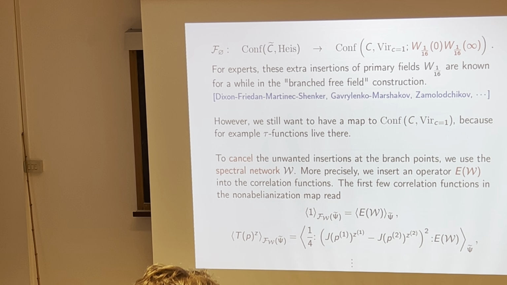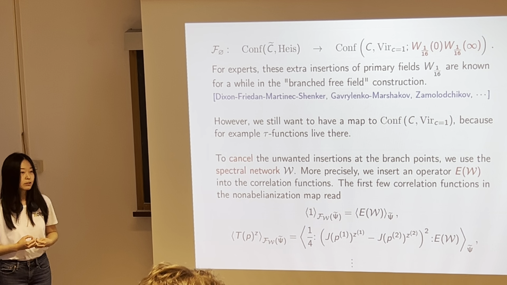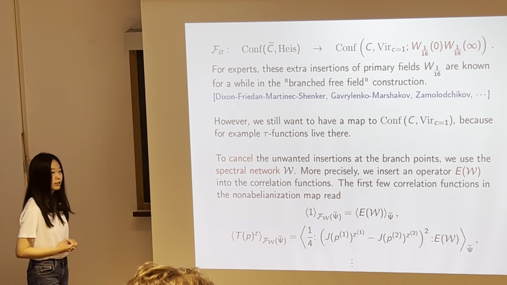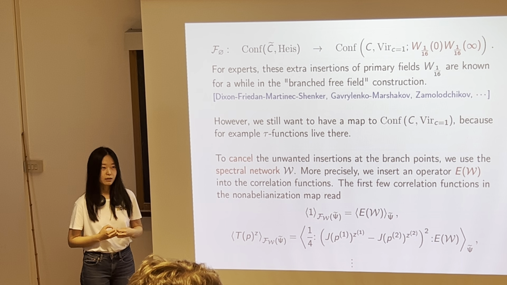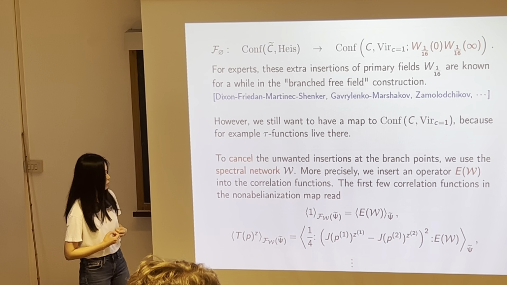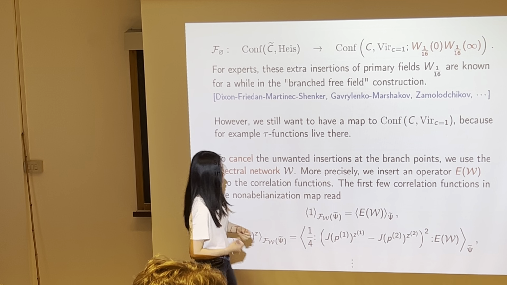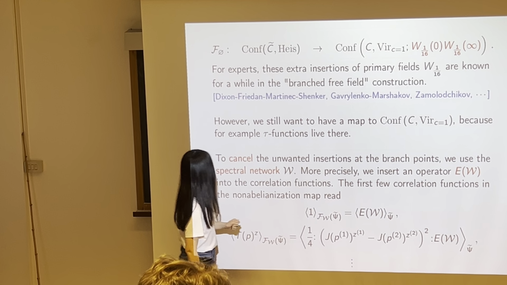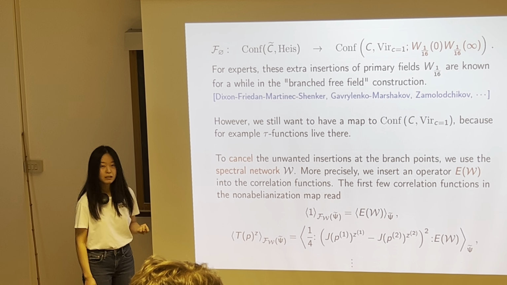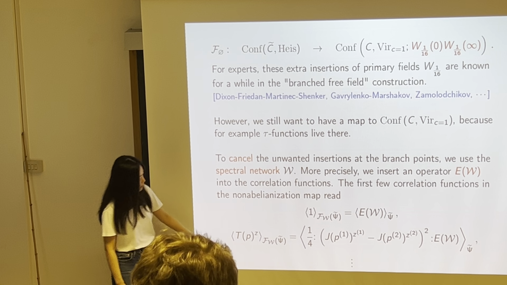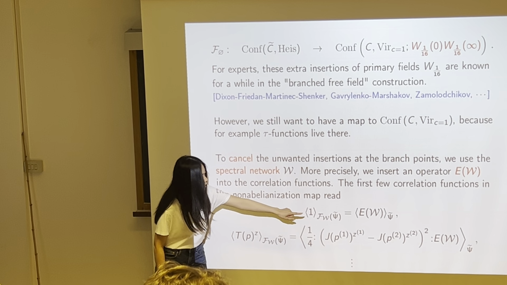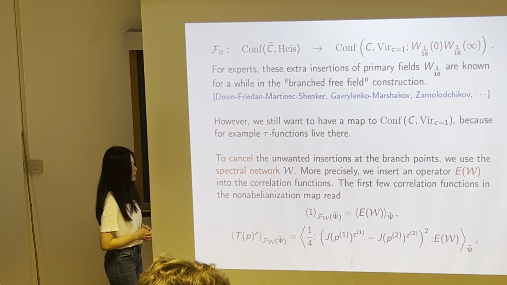So what we need to do is to cancel those unwanted singularities. And in our work, the main new idea we have is to use the spectral network to cancel those extra insertions. To be more precise, what we do is to insert some operator, this E_W, corresponding to a spectral network W, into this non-Abelianization map, by which I mean inserting it into the Heisenberg correlation functions.